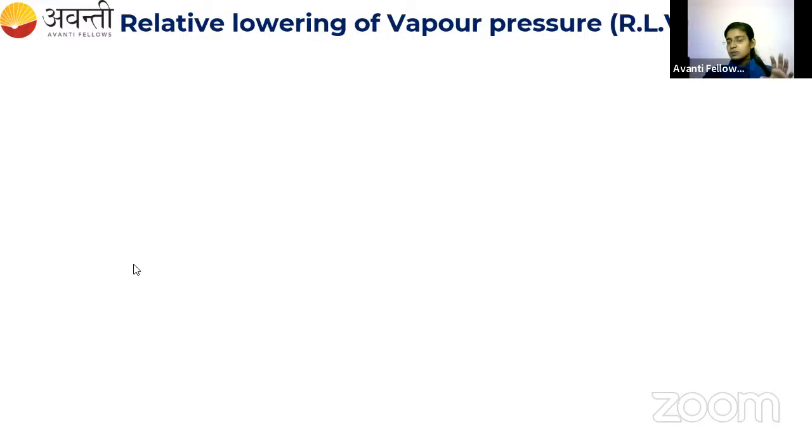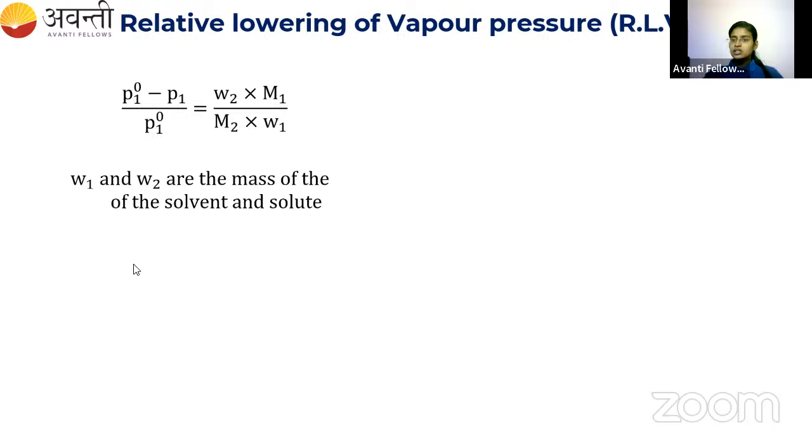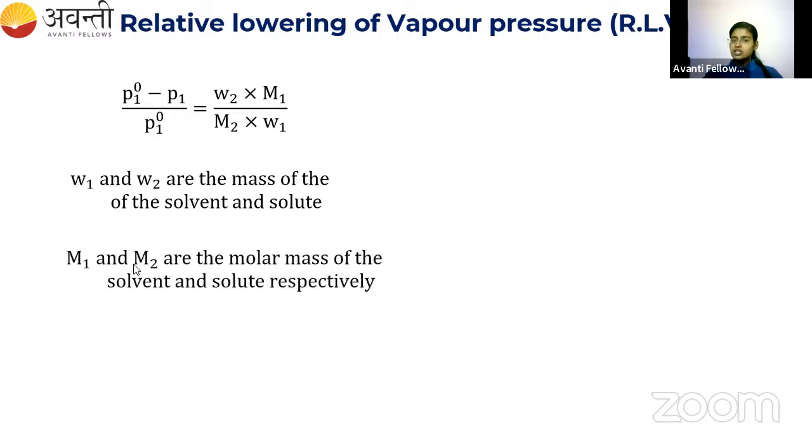And from this concept, we are deriving one formula which will be very useful for solving the numericals. All of you should take down that formula. It is (P1 naught minus P1) divided by P1 naught, which is equal to W2 into M1 by M2 into W1, where W1 and W2 are the masses of the solvent and solute, and M1 and M2 are the molar masses of the solvent and solute. 1 denotes solvent everywhere. Even in your book also, 1 denotes the solvent and 2 denotes the solute.